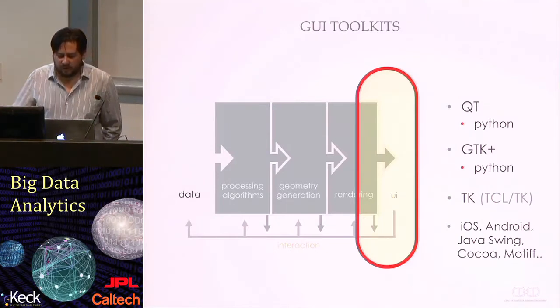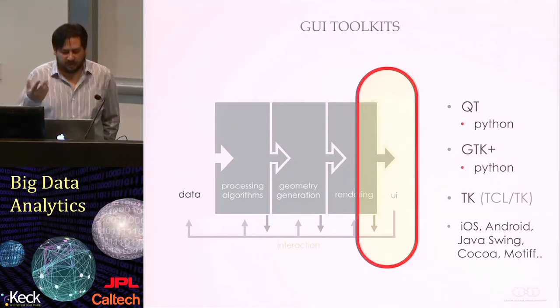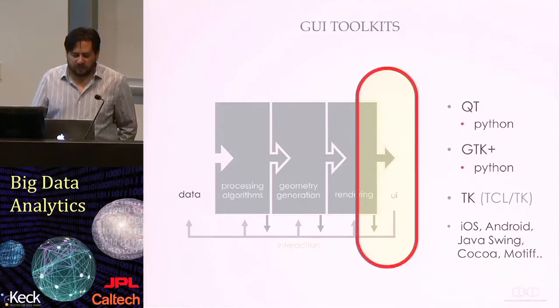And of course, the more modern GUI toolkits that are very popular are the ones for iOS, for app development, as well as Android. Java has its own set of GUI interfaces like Java Swing. And of course, there are platform-dependent GUI toolkits also, like Cocoa for the Mac or Motif for most Linux and Unix systems.